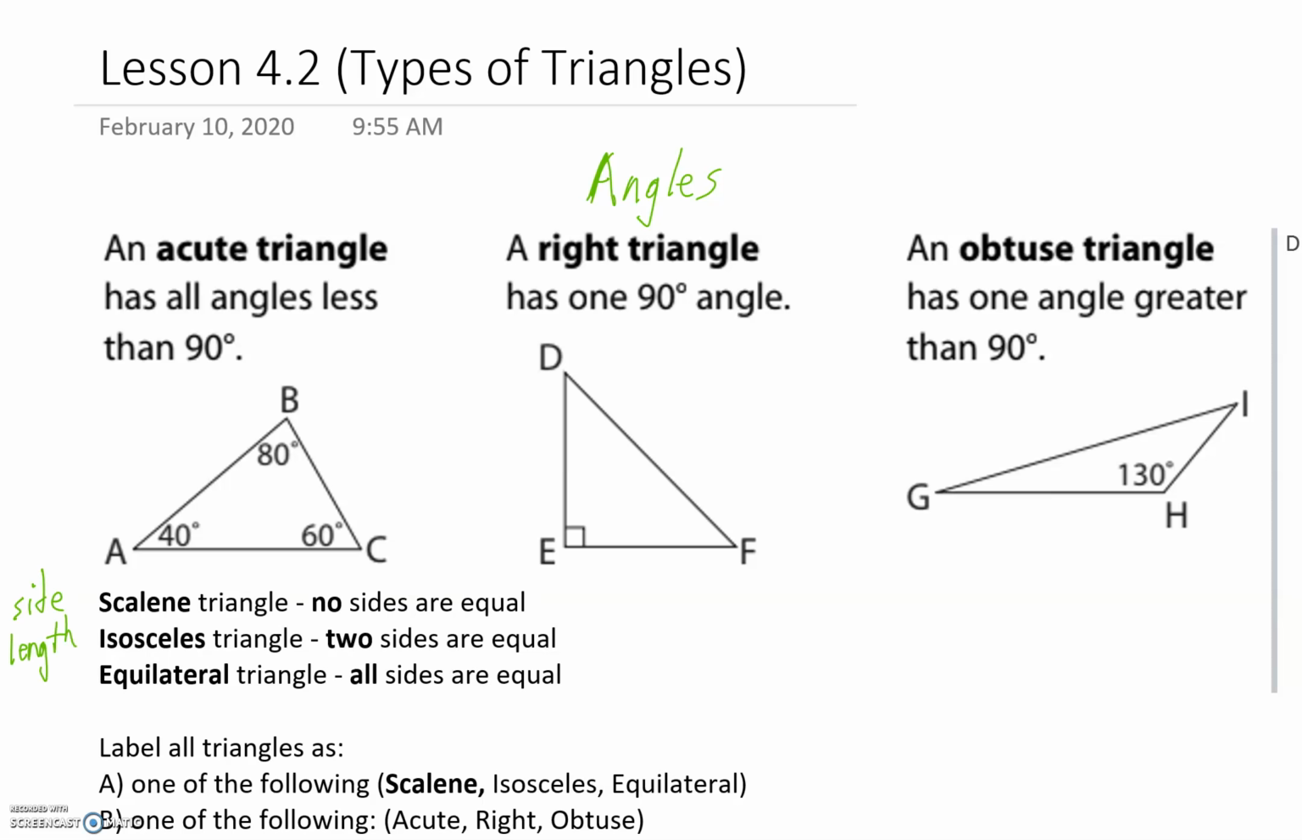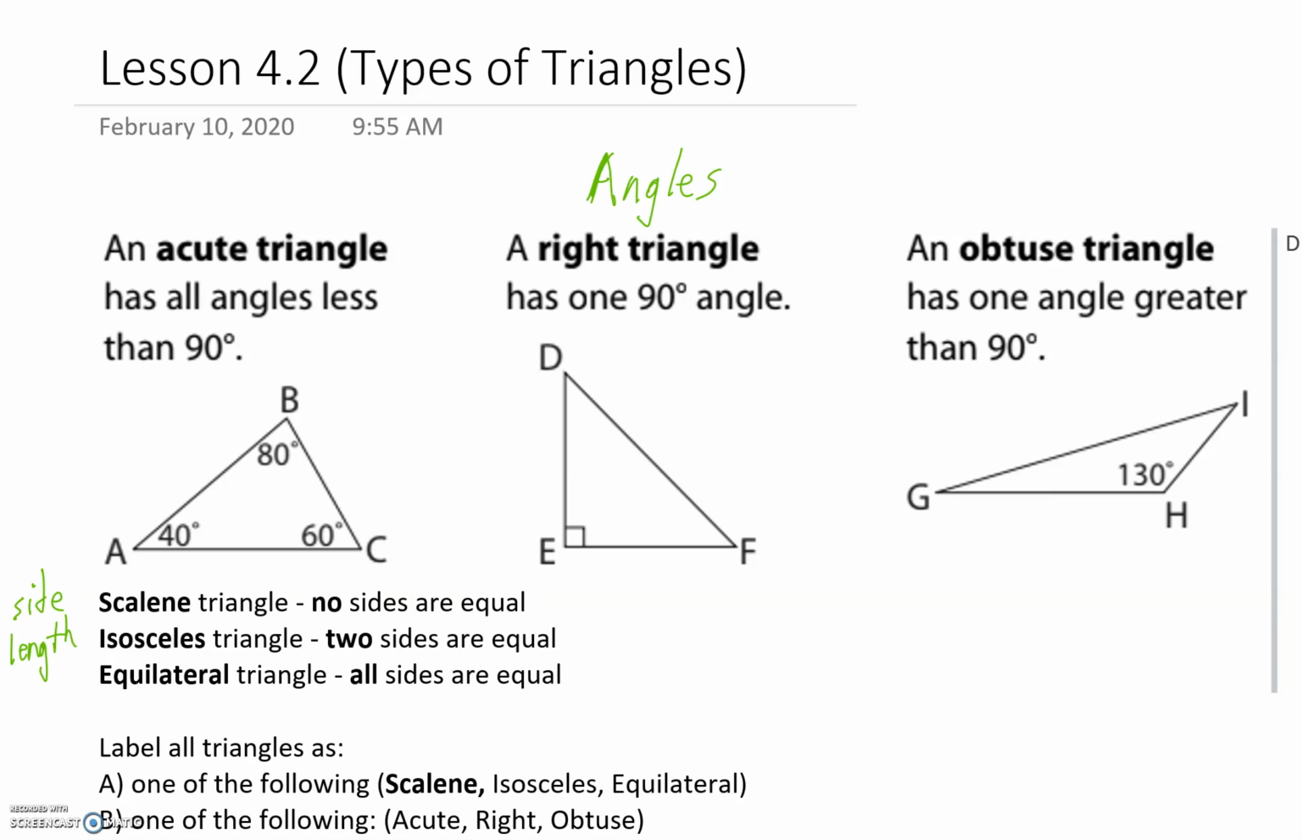Now, there are three types of side length triangles. So if you look down here, we have acute, right, obtuse. If you look down here, we have scalene, that means no sides are equal. Isosceles, that means two sides are equal. And equilateral, all sides are equal. So which of the above are scalene, isosceles, and equilateral? Give you a second, you can pause it.